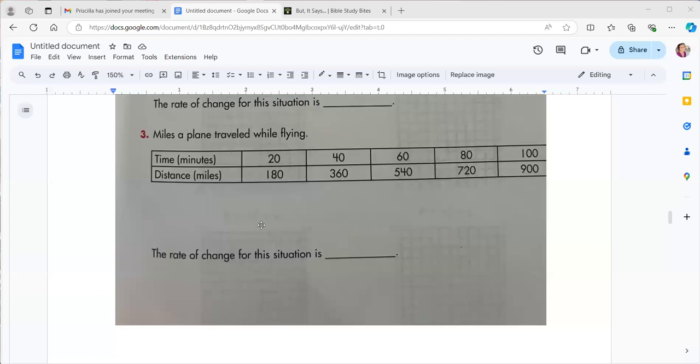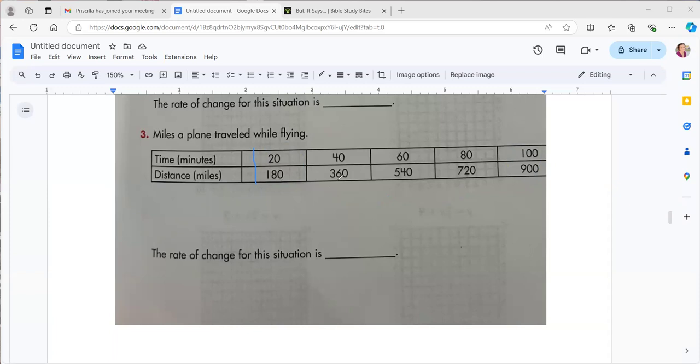Miles a plane traveled while flying. So at 20 minutes, it had covered 180 miles. At 40 minutes, it had covered 360 miles. So there's 2 ways to look at this again. We can look at the steps here. Is it adding 180 each time? We can also look at the ratio. The ratio is 1/9. And at the end, it is still 1/9. So that is constant. It's not changing. It stays the same. And then did it start? Let's look at where the origin was for extra measure.